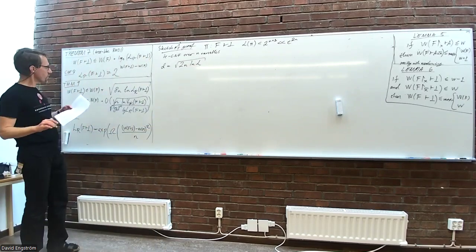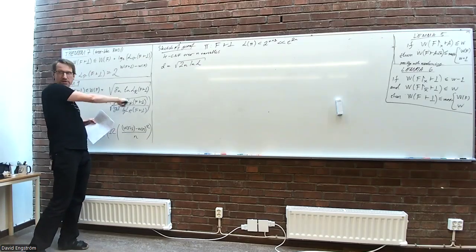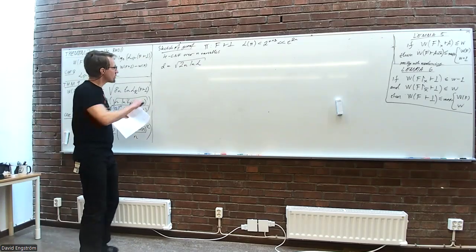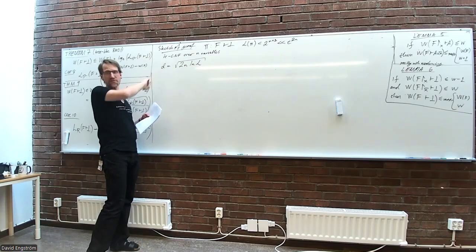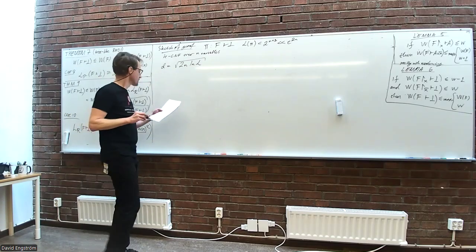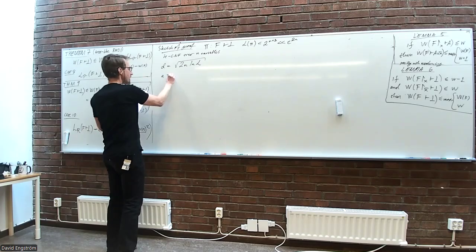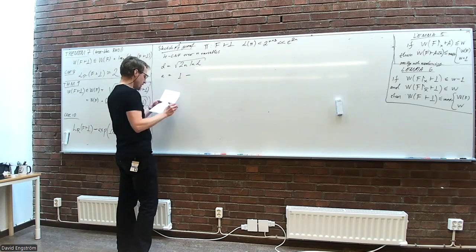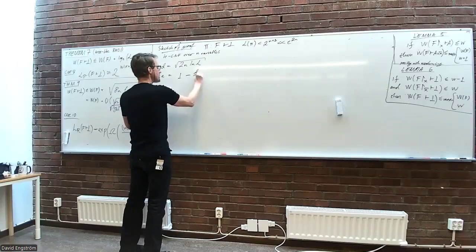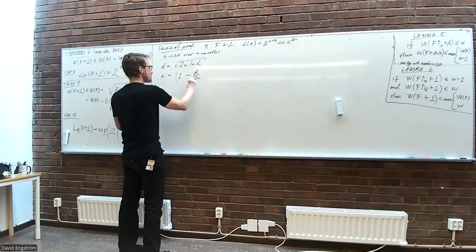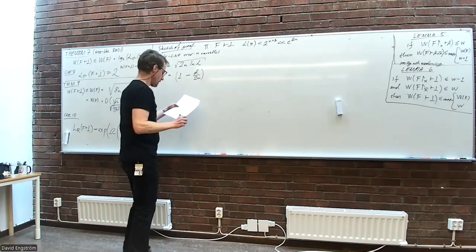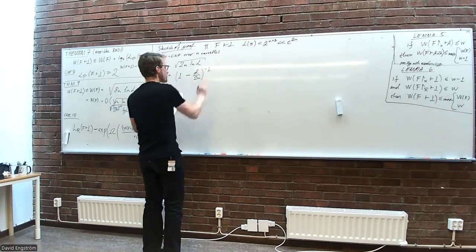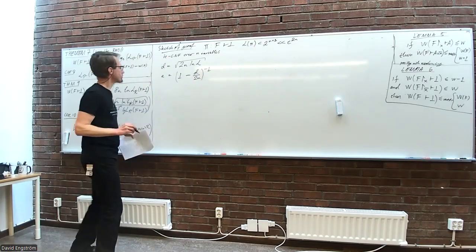This is the way to think about this. It looks somewhat similar to this. So this is sort of the width we can shoot for. And let me also set a to be 1 minus d over 2n, raised to the power of minus 1.